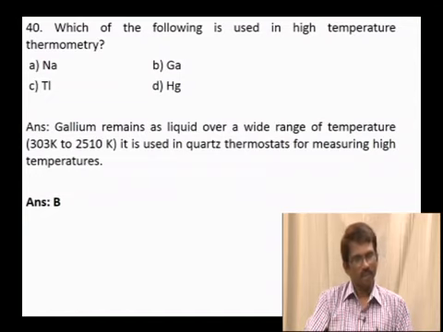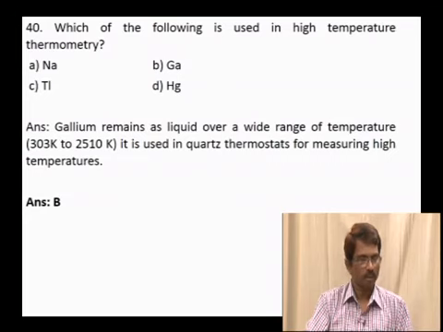In question number 40, which of the following is used in high temperature thermometry? The options are sodium, gallium, thallium and mercury. Gallium is one such metal which remains liquid over a wide range of temperature, that is from 303 Kelvin to 2510 Kelvin. And this metal also remains liquid even when it is cooled below its freezing point of 303 Kelvin. And hence, since it exists as a liquid over a wide range of temperature, it is used in quartz thermometers for measuring high temperatures.